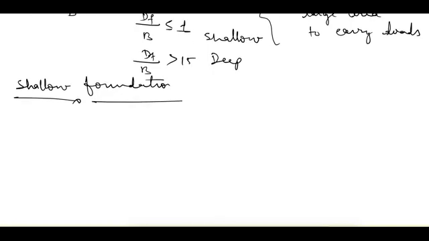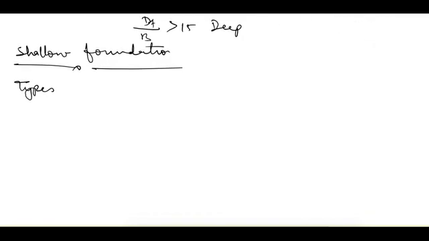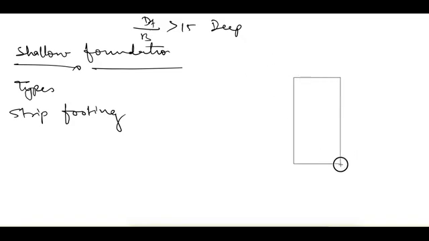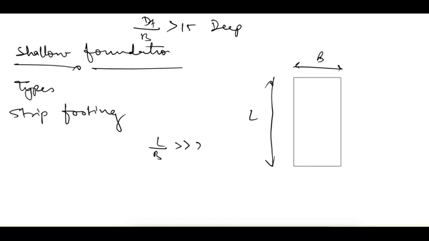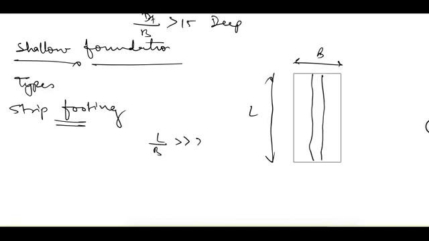So first let's see the types of shallow foundation. First type is strip footing. What is a strip footing? When there is a wall as a superstructure, so for carrying the load of a wall, the strip footing is considered. So its length to width ratio is very high. So this side is L and this is B. So L by B is very large. So we'll put a wall here, it will carry the whole wall. So in that case, the strip footing is considered.